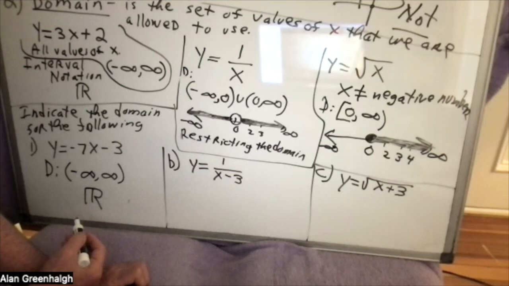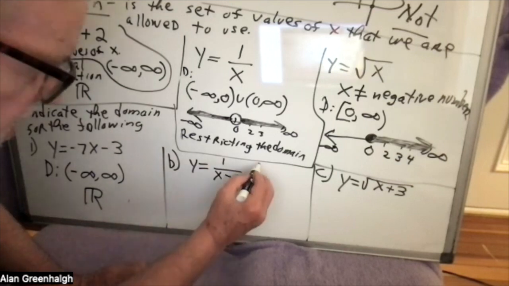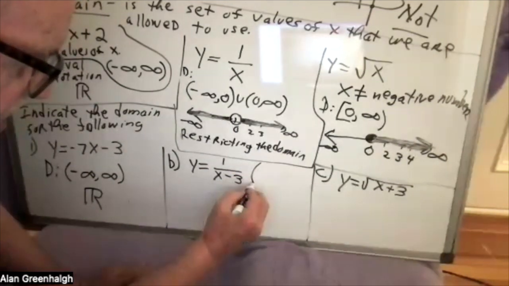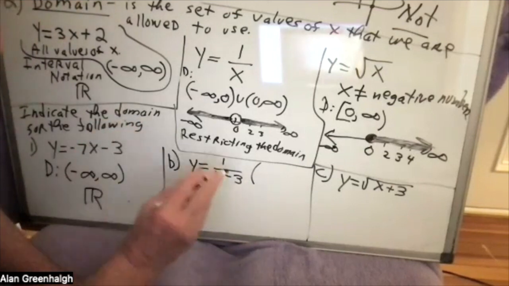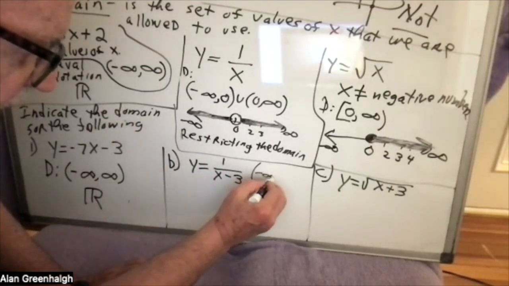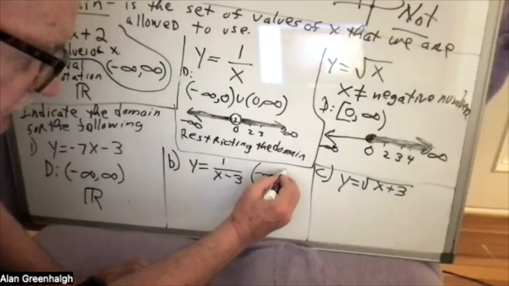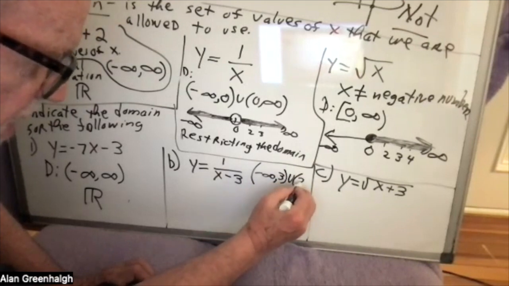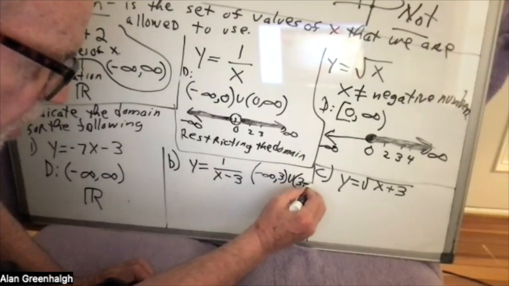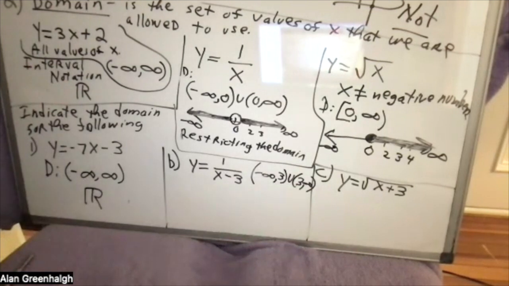Because 3 will give you 0 and then you'll have to divide by 0. So it's all the numbers besides 3. Good enough. Yeah. So in other words, you've told us the answer, which is that it can't be 3. It could be negative infinity to 3, and then when you get to 3, you skip over it and you go to infinity, right? Yeah.